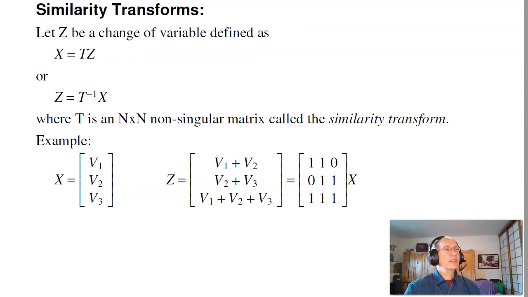Well, it turns out the relationship is just a change in variable. Let's define a new variable z to be a linear combination of x. So z is T inverse times x. x is just some similarity transform T times z. For example, if my states x are three voltages v1, v2, v3, I could do a change in variable, saying z is v1 plus v2, that's your first state, v2 plus v3, v1 plus v2 plus v3. In matrix form, z is this matrix times x. This is the inverse of my similarity transform, T inverse.